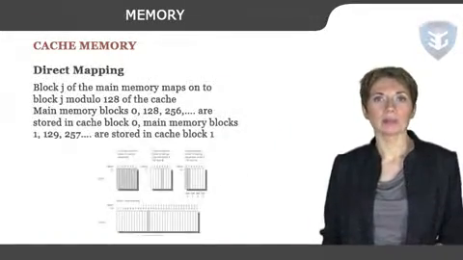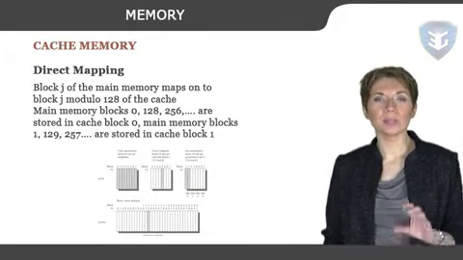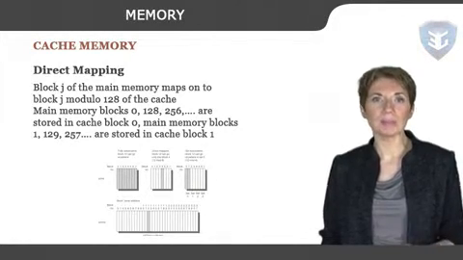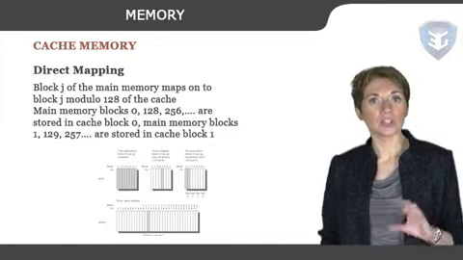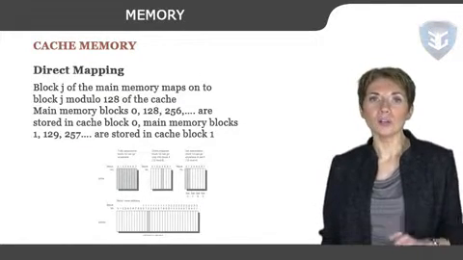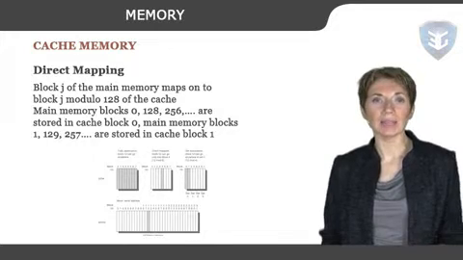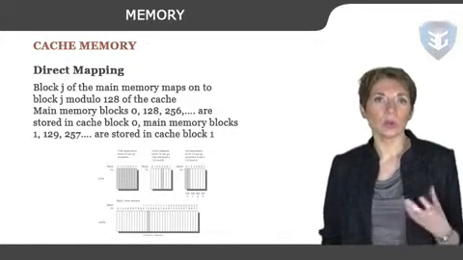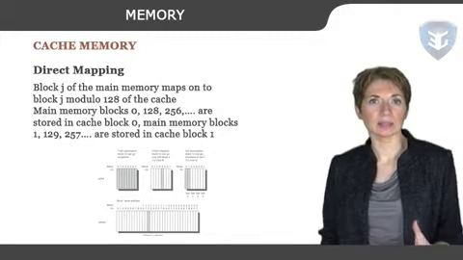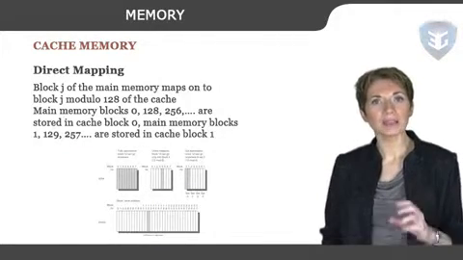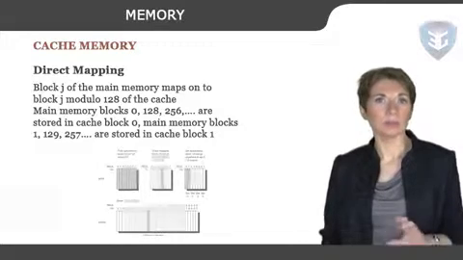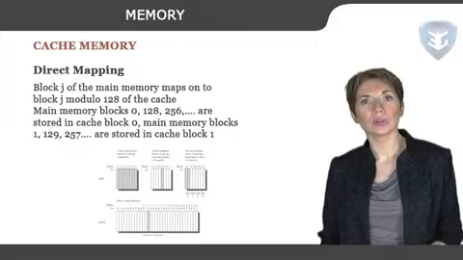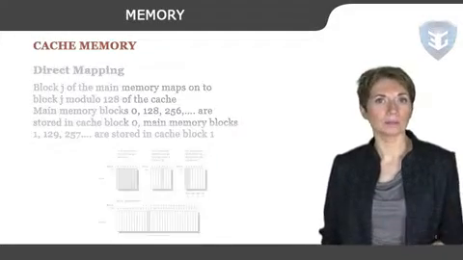Direct mapping. The simplest way to determine cache locations in which to store memory blocks is the direct mapping technique. Here, block J of the main memory maps onto block J modulo 128 of the cache, which means that main memory blocks 0, 128, 256, etc. are stored in cache block 0. Main memory blocks 1, 129, 257 are stored in cache block 1, and so on.